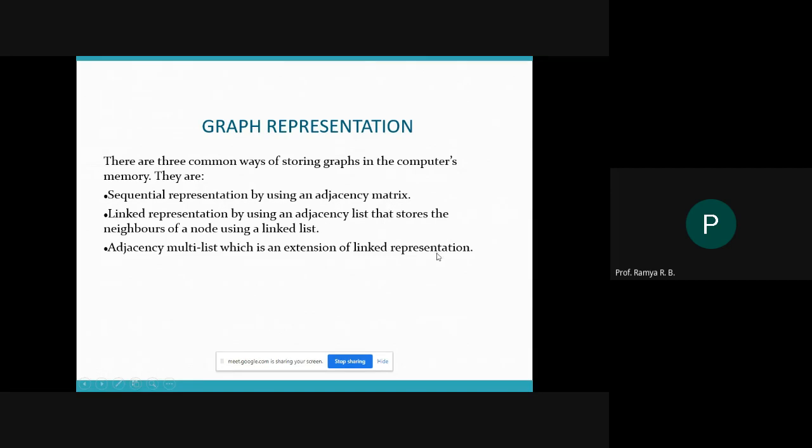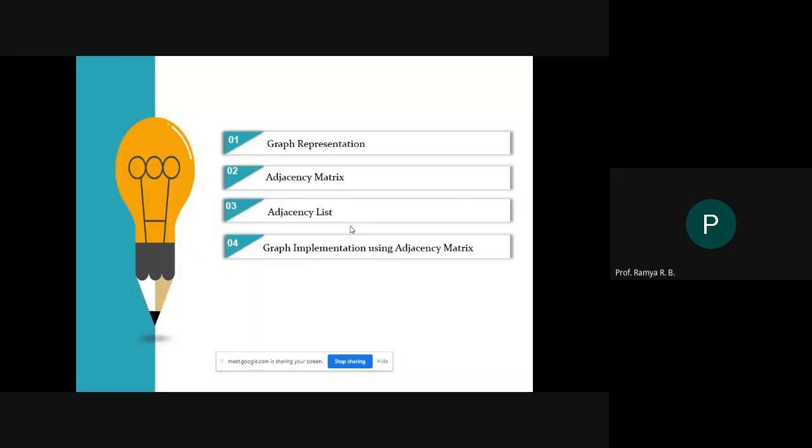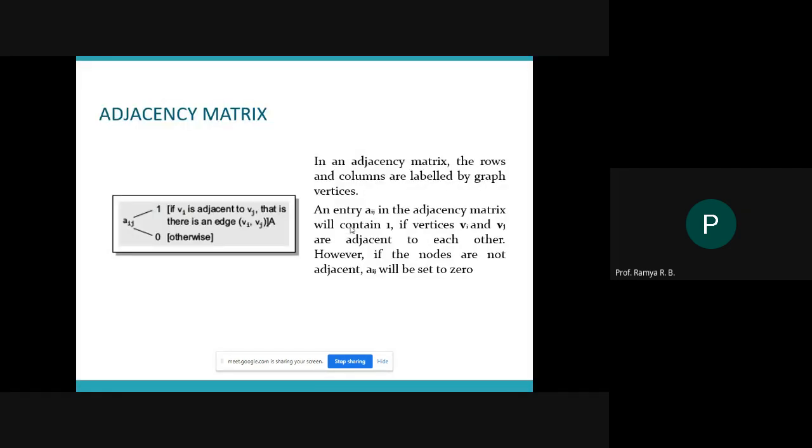So basically, remember, there are two ways in which you can represent a graph. One is using adjacency matrix, also called sequential representation. The other is adjacency list, also called linked list representation. Now we'll see what is adjacency matrix representation. You all know what this adjacency matrix representation is, right?